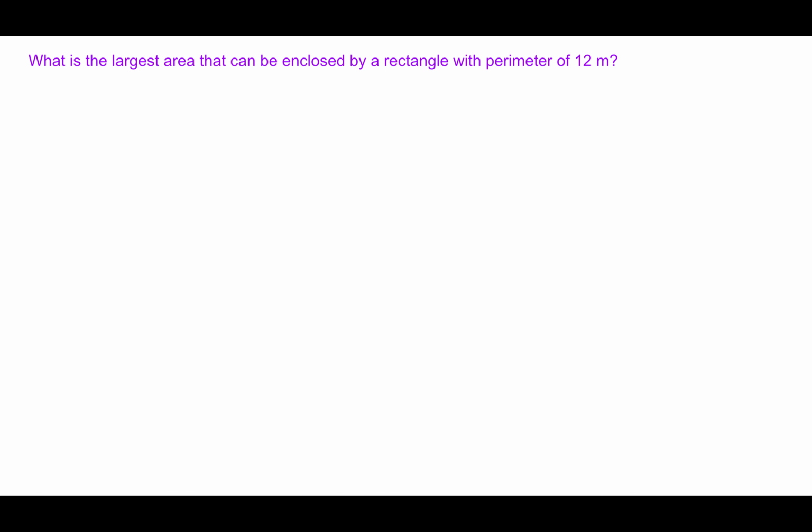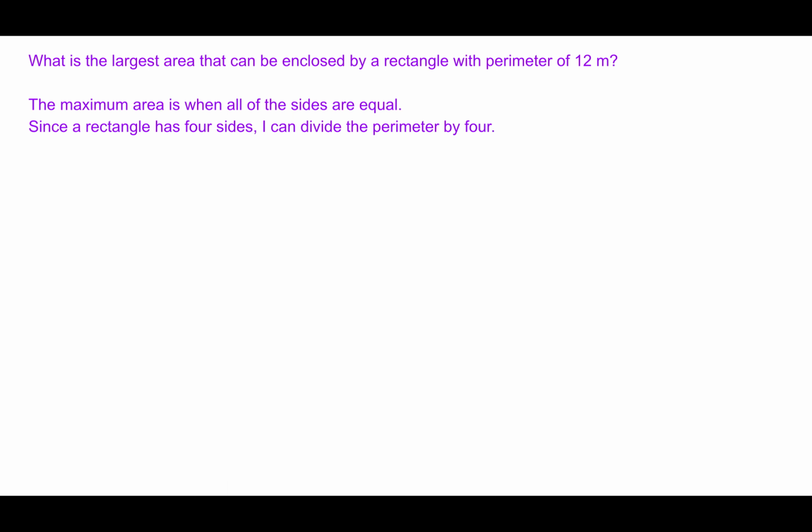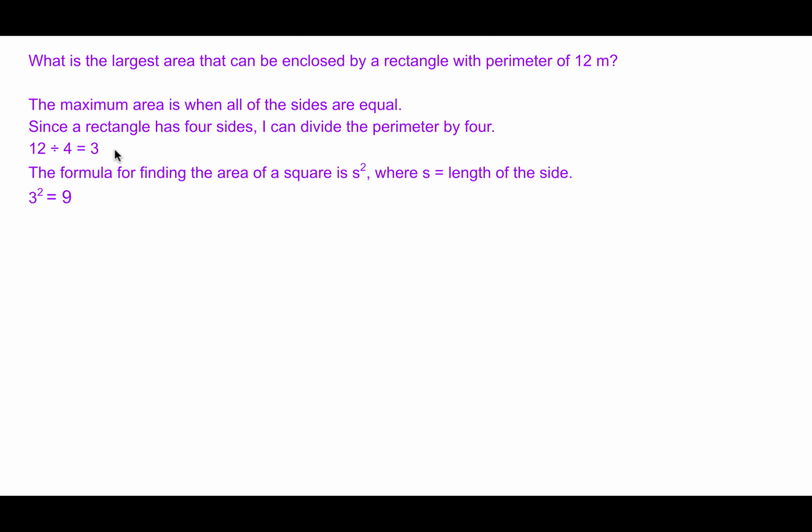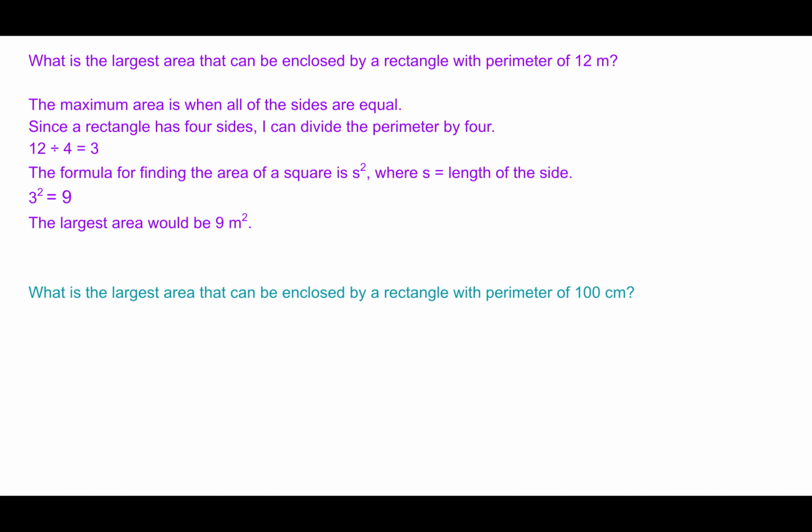Now, what if I want to find the largest area that can be enclosed by a rectangle that has a perimeter of 12? Okay, so I don't want to just know the sides, I want to know the area. So I know that the maximum area is when all the sides again are equal. A rectangle has 4 sides, so I divide this perimeter by 4. So 12 divided by 4 is 3. Now I want to find the area, and I know that this is going to be a square. Finding the area of a square is s squared, where s is the length of the side. We know that the side is 3, so 3 squared is 9. So the largest area would be 9 squared meters.